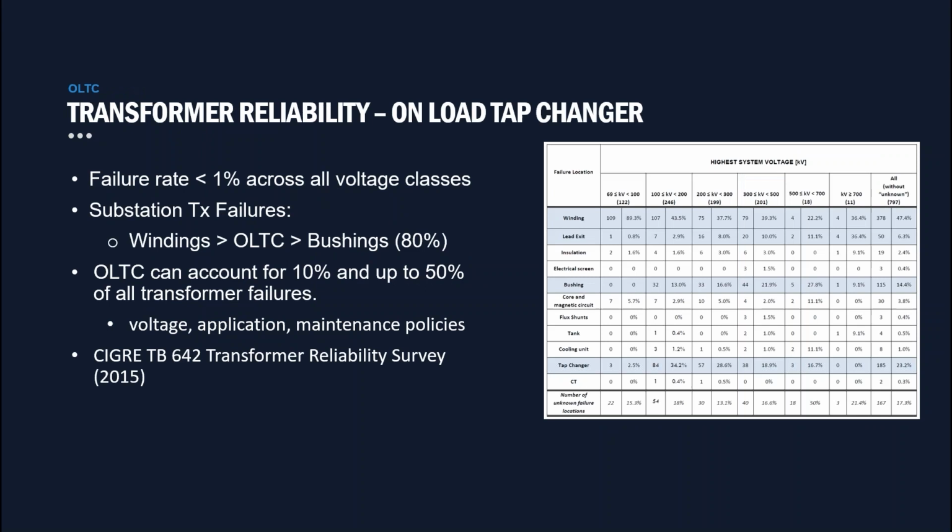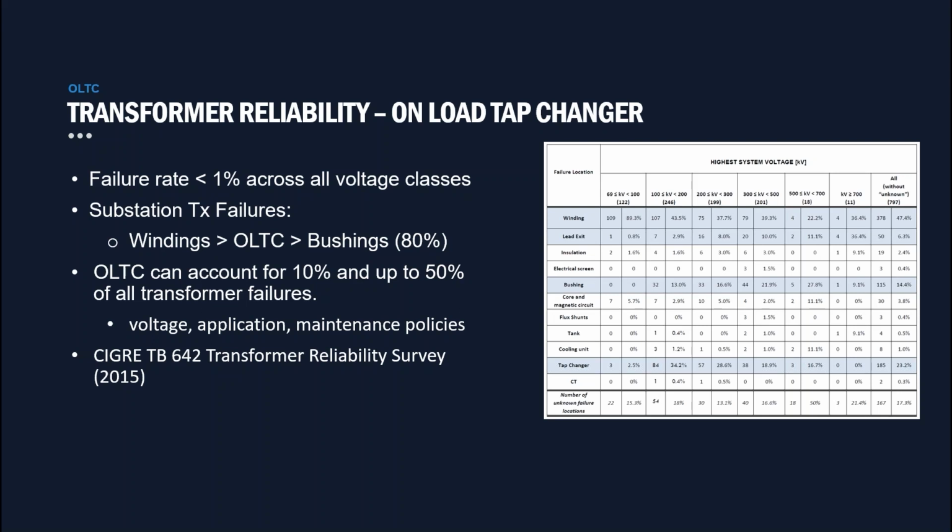So let's start with reliability. We know that transformers are reliable pieces of equipment, and reliability surveys are consistent in outlining their low failure rate, which is less than 1% across all voltage classes. The reliability of a transformer is a product of the reliability of each single component. So not only the main transformer tank itself, but also the bushings, the cable box, and the tap changer, etc.